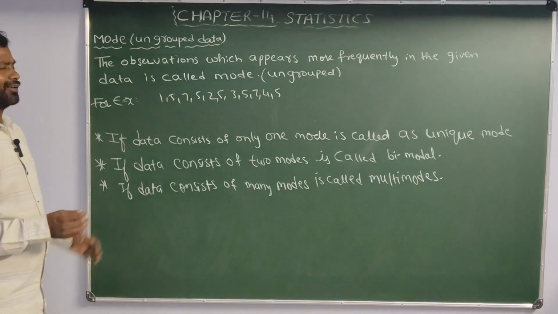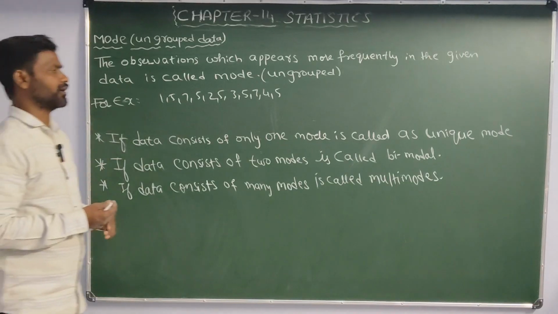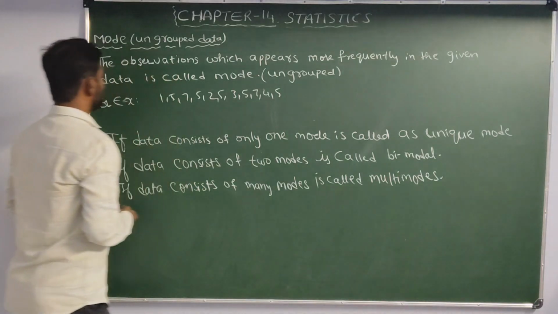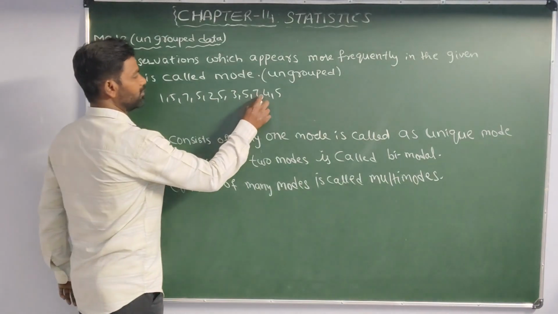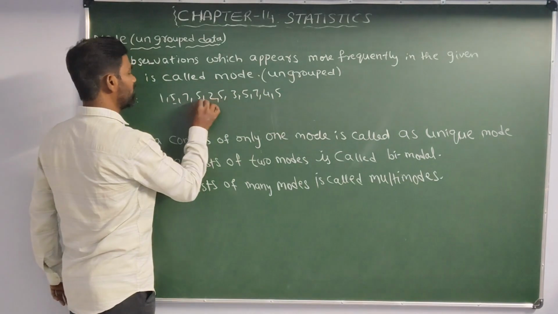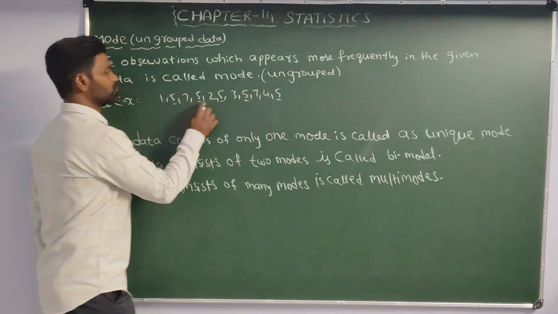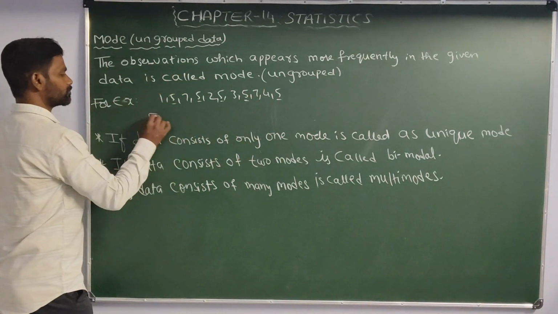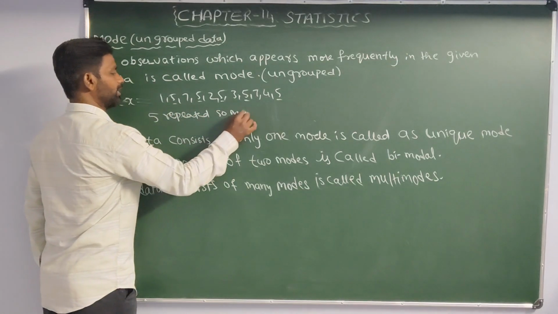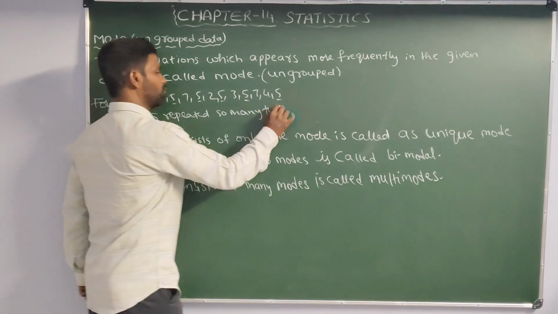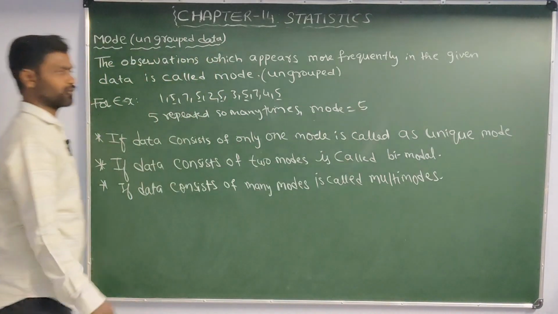So what does it mean? The observation which appears more times in the given raw data is called the mode. For example, 1 5 7 5 2 5 3 5 7 4 5. Here 5 is the number which is repeating many times. How many times? 1 2 3 4 5 times. So what is the mode now? Mode is equal to 5. Like this, we have to find the mode.